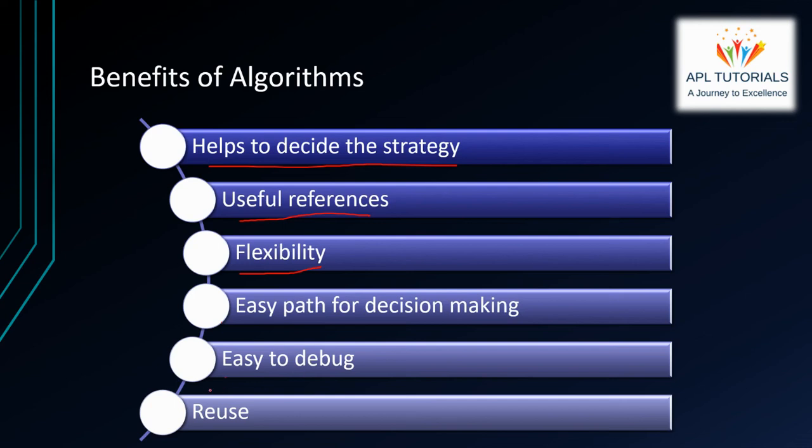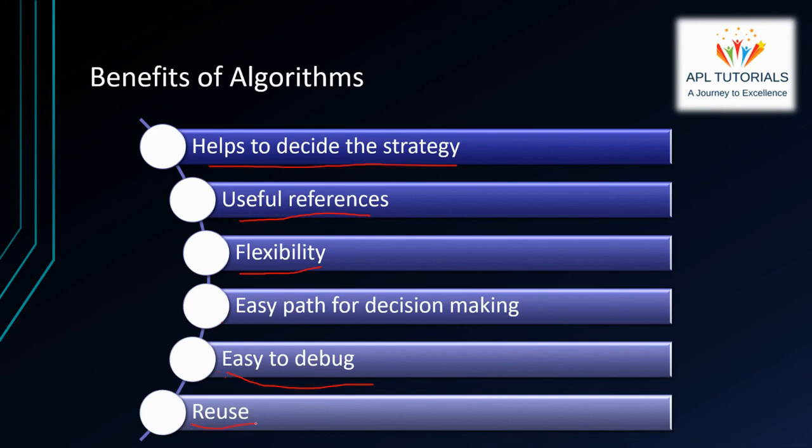Then the fifth point, easy to debug. Debugging means finding and correcting errors. Since the algorithm is written in a systematic and understandable manner, any person can understand the algorithm. It is easy to correct the errors of the program.